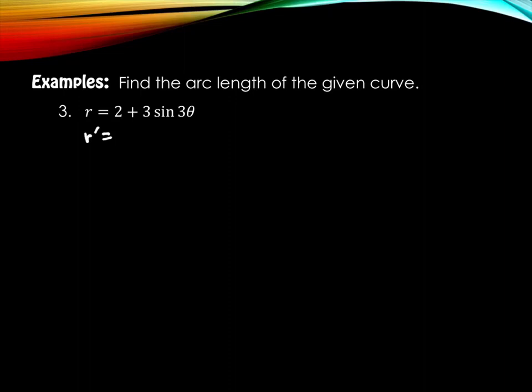So the derivative of 2, of course, is 0. And then the derivative of 3 sine of 3 theta would be 9 cosine of 3 theta. Okay, so we're going to find the arc length as requested. This is the integral. And we need to find the angle on the graph. So we probably should graph this one as well. I don't think we've graphed this one yet. So grab your calculator and take a look.